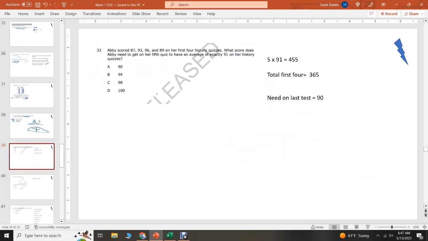D, all right, what score does she need on the 5th test? Well, to get a 91, our total has to be 5 tests times 91. So she's got to have total points of 455. On the first 4, if you add these up, she's got, he or she, I guess it's Abby, she's got 365. So what they need on the last one is the 455 minus the 365. They need a 90 on the last one.